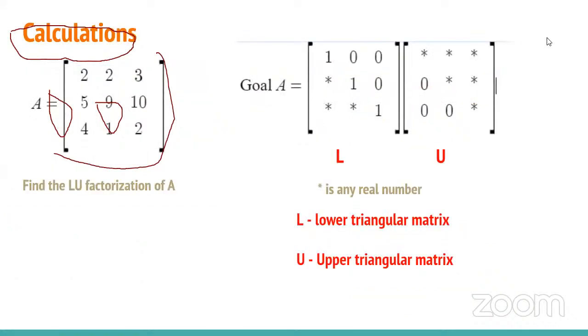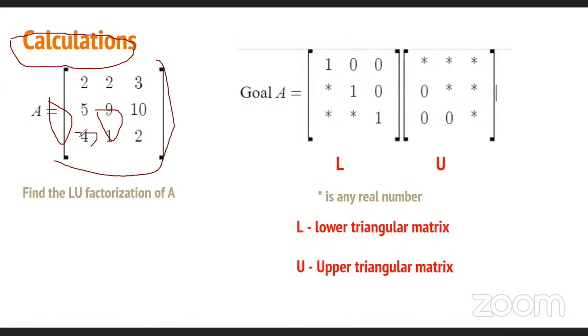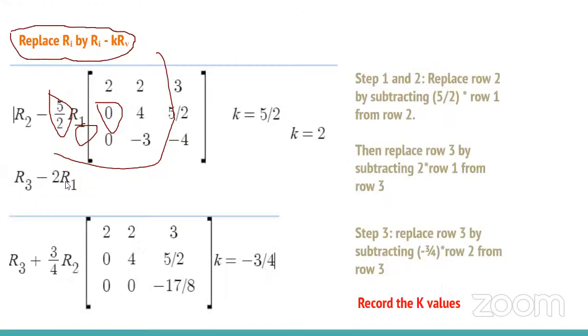So here, it is 4. So we want to turn this 4 to 0. To turn that 4 to 0, we use R3 minus 2 times R1. If we use it here, it will turn this to 0, minus 3, and minus 4. So this 2 here is our k value. We record that k value also as 2.